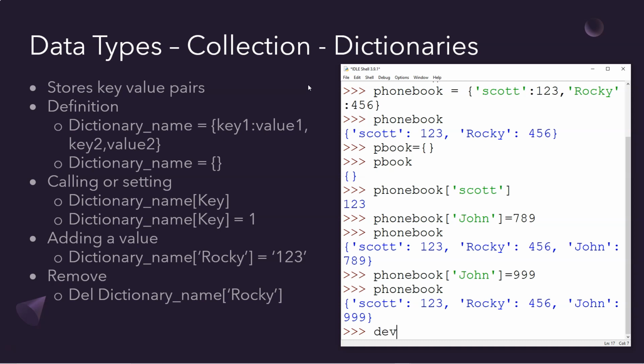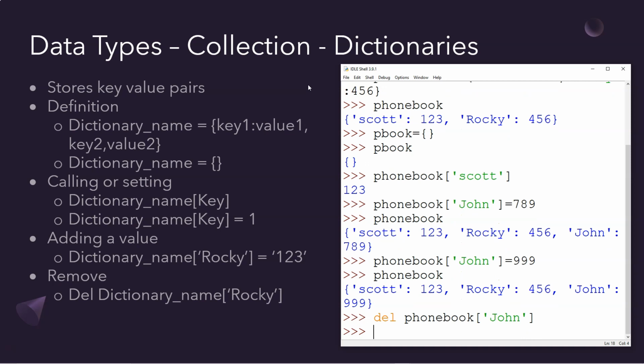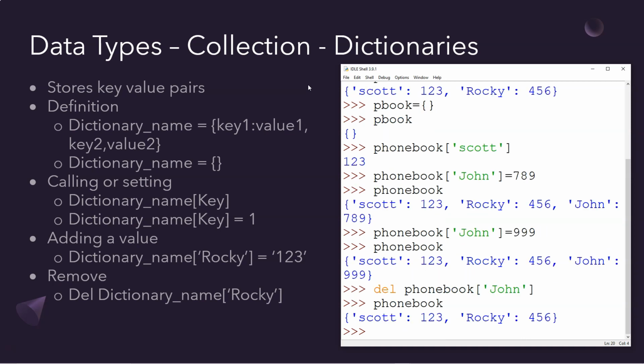Simply the same way we use delete and put phone book, and let's say John in this case, and it deletes the value. So let's see what is there in our phone book of that. So we are left with two values where we started. So this is dictionary, a special combination with key value pairs.